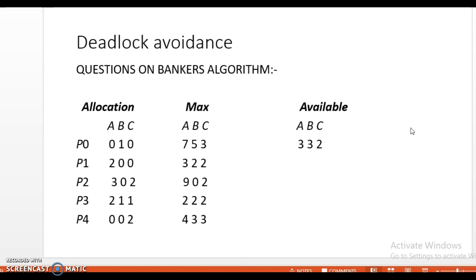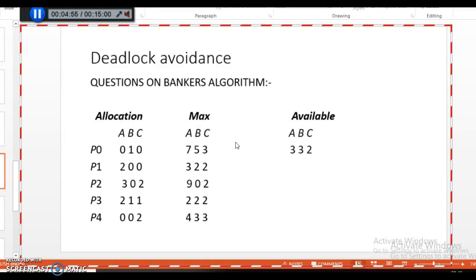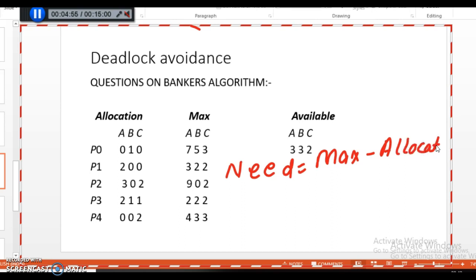Okay, I am going to do this question. I think you must have written this question. So first I am going to find the need matrix. So guys, just note down the need matrix. Need is equal to maximum minus allocation. That I have told you guys.